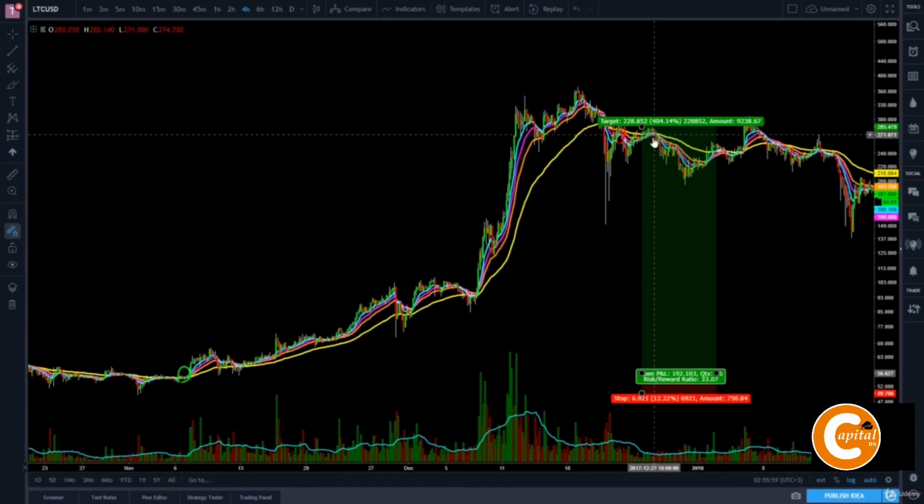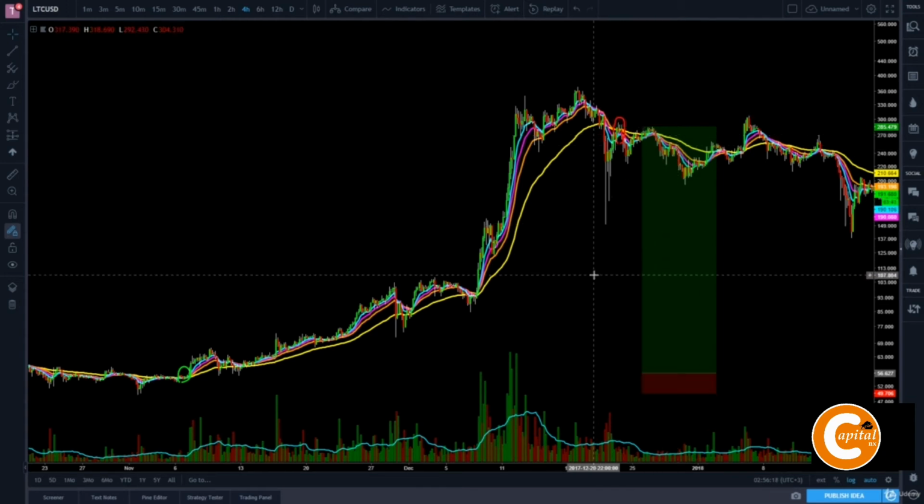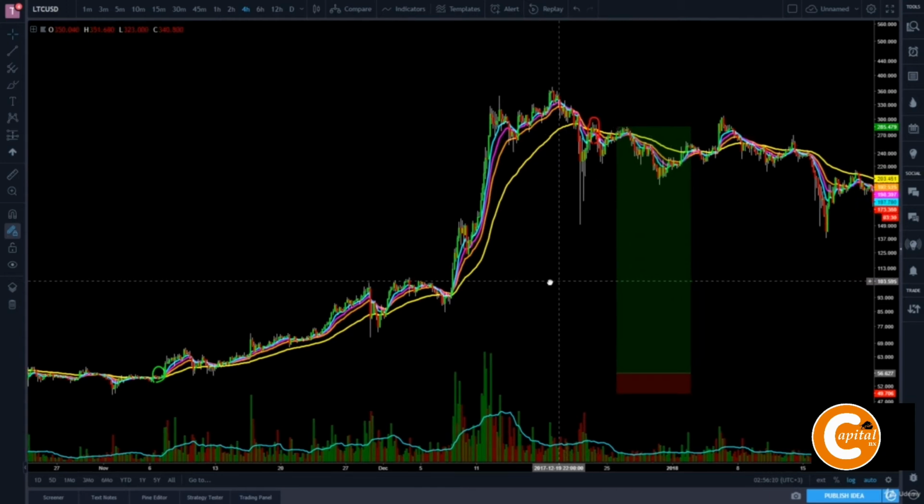400%, guys, in just 46 days. Let's say you would have played a $5,000 position in this trade. You would have made a profit of $15,000 in just 1 month and a half, and that is insane. That's the reason why I like to trade coins, because I love this type of volatility.